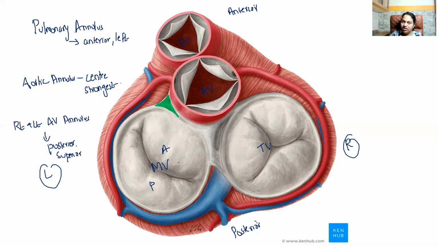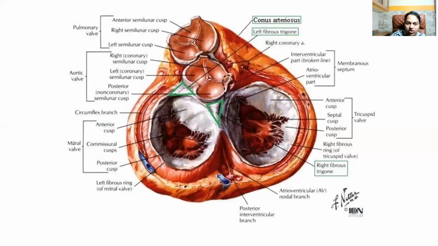Do you get it? We are just looking into the position of these four annulus. Pulmonary more anterior, and the left atrioventricular one is more posterior. Aorta in the center, okay, fine. And now I'm going to introduce you to a few terms.